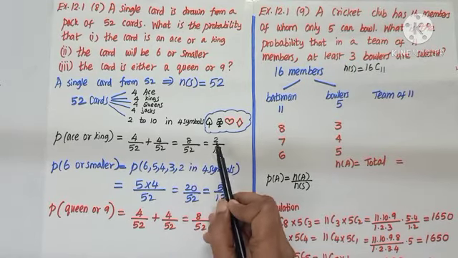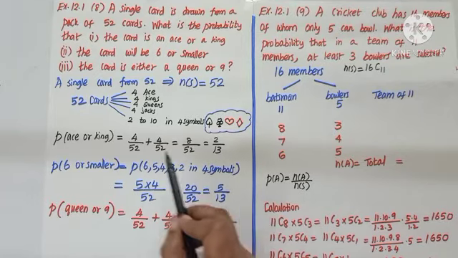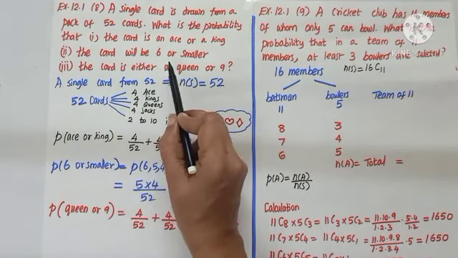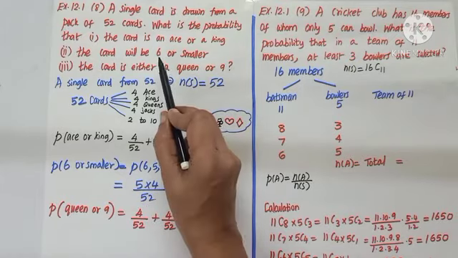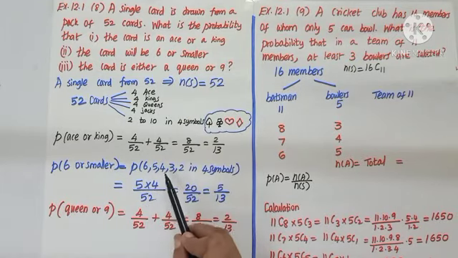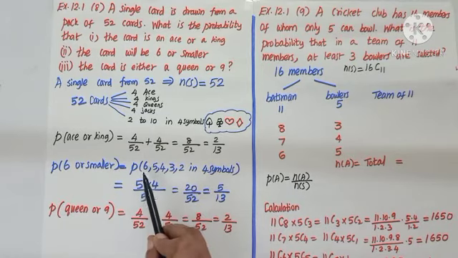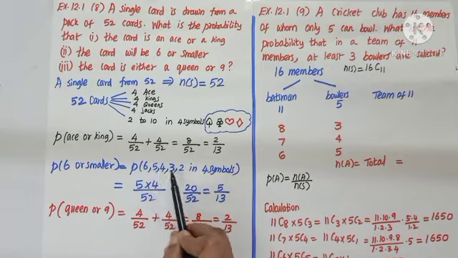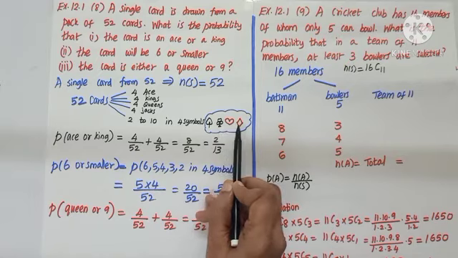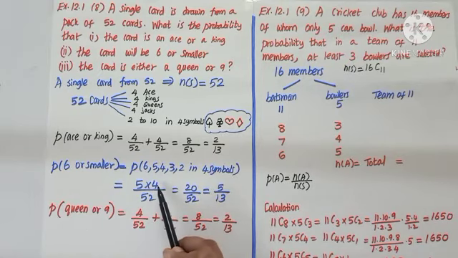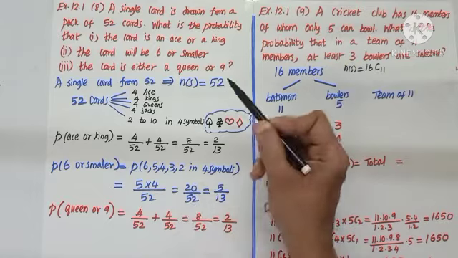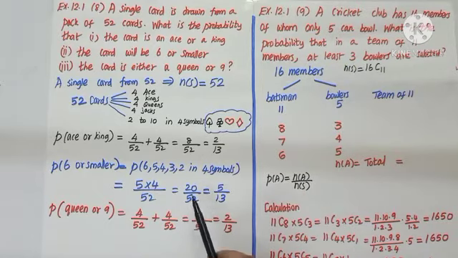Cancelling 4 table, it is 2 by 13. The second subdivision, the card will be 6 or smaller. 6 and smaller numbers will be 5, 4, 3, 2. We do not have 1 in cards. The numbers from 6 to 2, totally 5 different digits and each digit in 4 symbols. So 5 into 4, 20 cards are there. So 20 out of n of s, that is 52. 20 by 52, cancelling 4 table, we get 5 by 13.